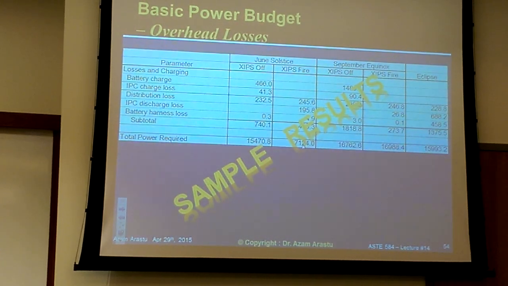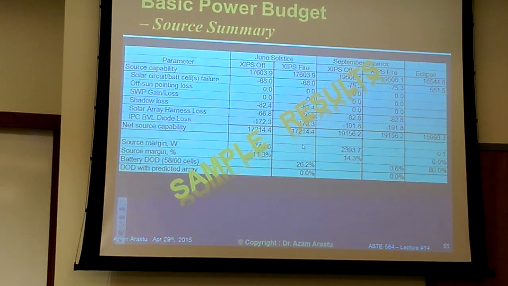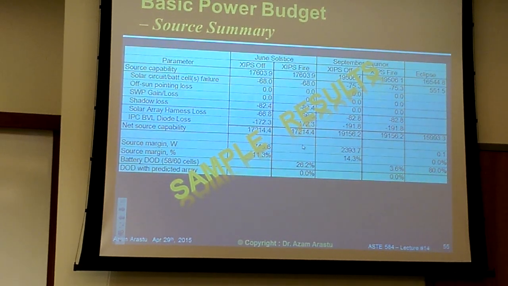Similarly here, this is a sample of the electrical losses of each system. Same thing for the source side. I'm giving the source capability, that's how much it is in sun, but then there are some solar cell failures. I have to say, okay, I need to design for two solar circuit failures. So that translates to 68 watts.